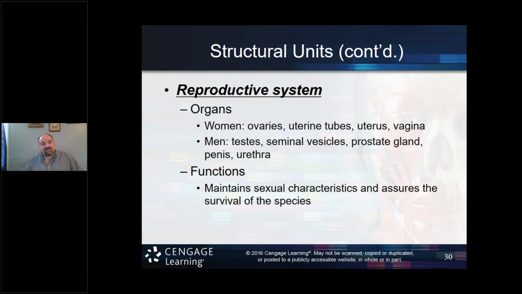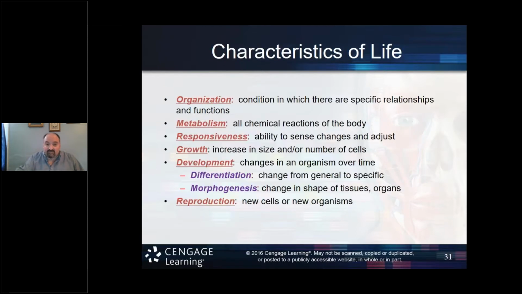And the reproductive system. So for male and female, we're looking at the reproductive system maturing as we get to puberty, and then being able to maintain the sexual characteristics and assure the survival of the species as far as reproducing our own kind, right? Pretty cool stuff. This is a good page giving you characteristics of life.